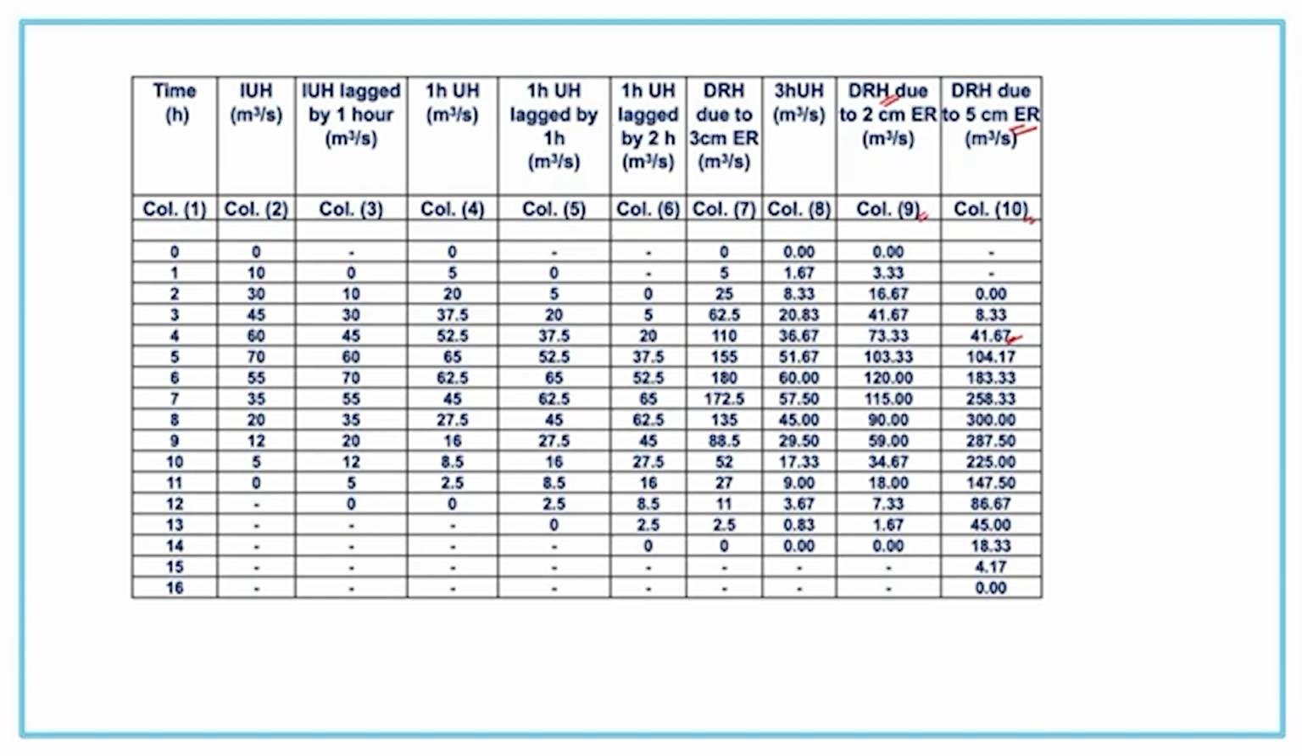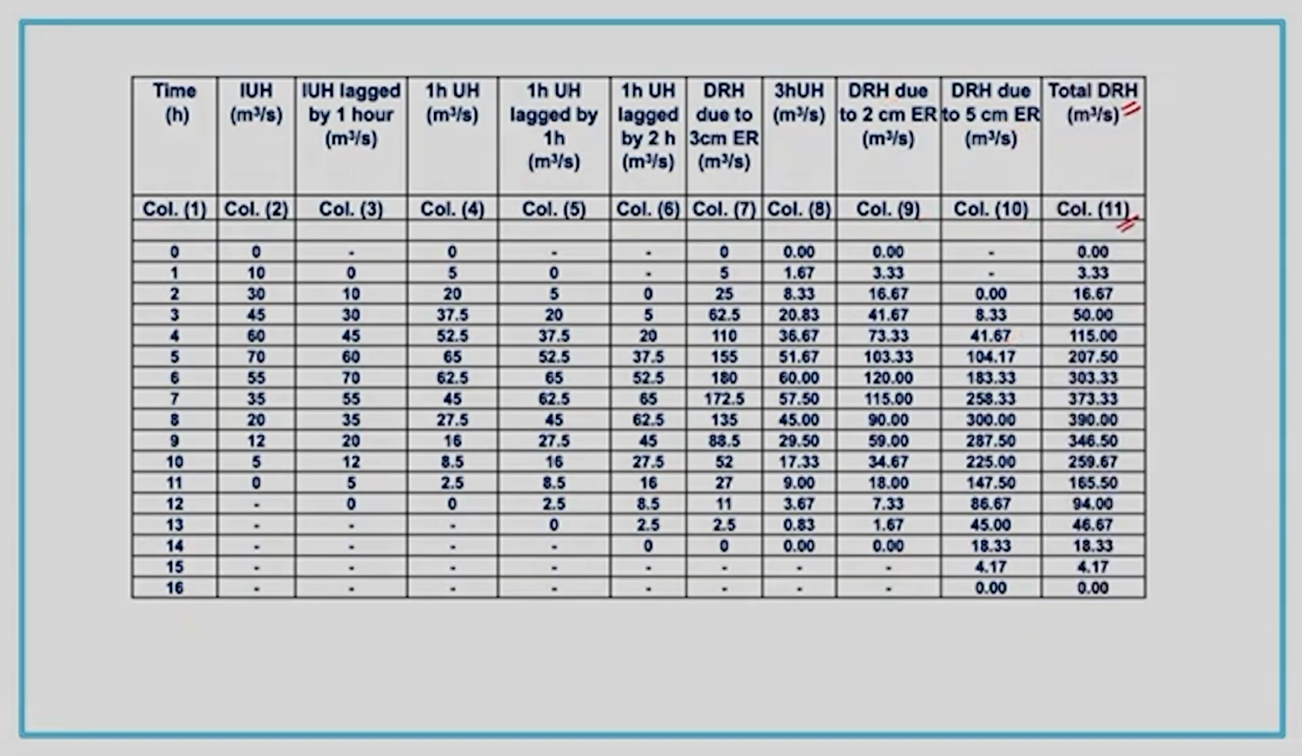Now, we can calculate the combined response of 2 centimeter effective rainfall and 5 centimeter effective rainfall by summing up the ordinates of the DRH represented in column 9 and the DRH represented in column 10. After summing up, we will get the total direct runoff hydrograph due to 2 centimeters and 5 centimeters.